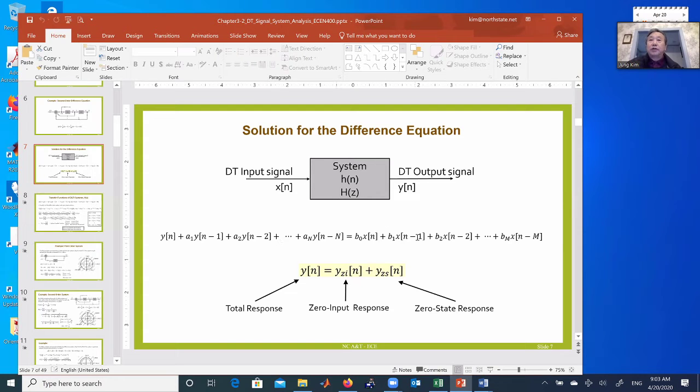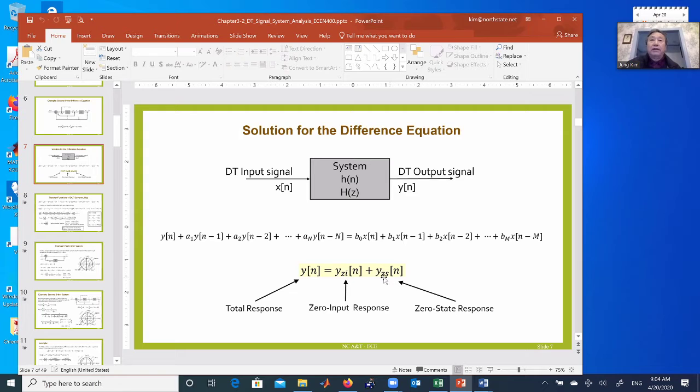Once you solve the difference equation, the output is the total response. The total response consists of the zero input response. For the zero input response, the input is zero, okay? Because of the initial condition, we have some output, that is the zero input response. Without an initial condition, the zero input response must be zero. The zero state response is the total response in the case where the initial condition equals zero.